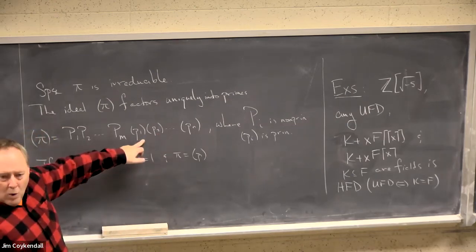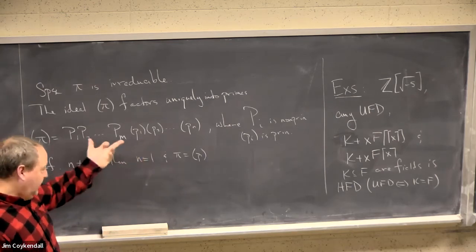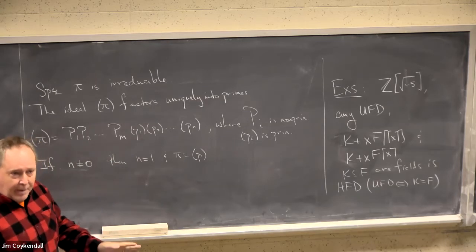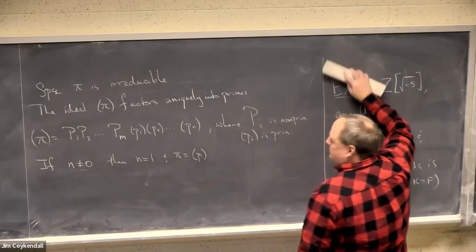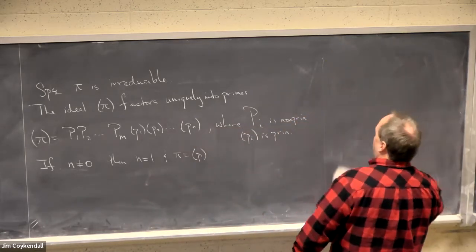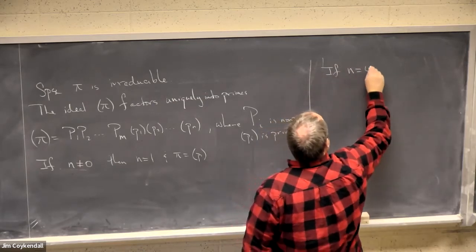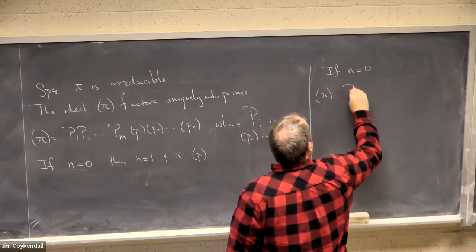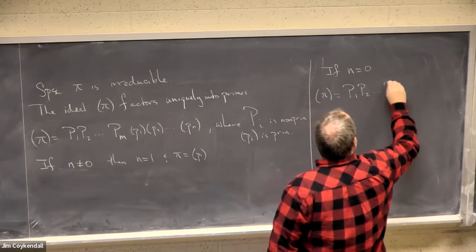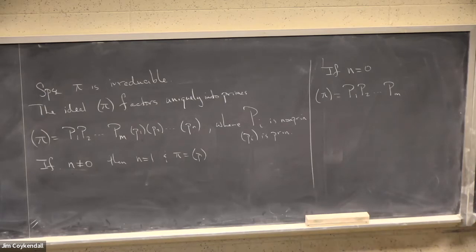So if there's even one principal prime ideal involved, there's exactly one. None of these are here, right? Everybody clear on that part? Now, on the other hand, if there's no principal prime involved, then pi, well, these are all non-principal primes. Now, can somebody make an observation about what n is?